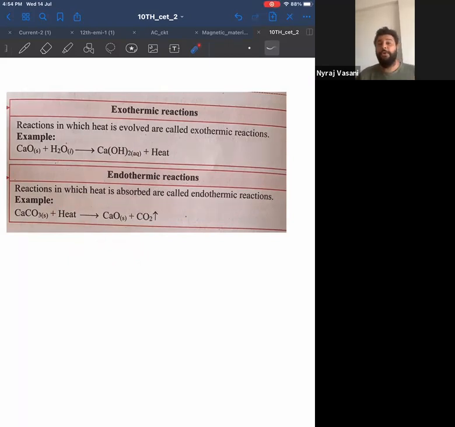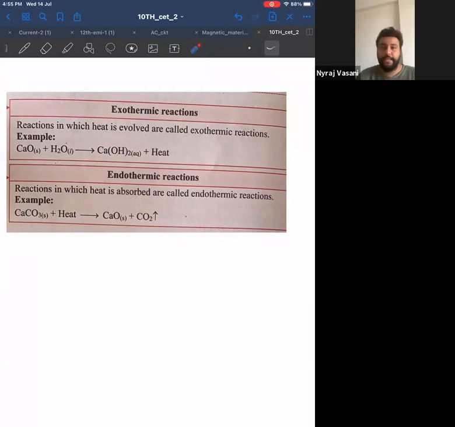And again, I want you to write the example very carefully, because this is a different classification of reactions. One is exothermic reaction and one is endothermic reaction. So please make a note, write the definition and write the example as well. Remember, in exothermic reaction, heat comes on the product side, and in endothermic reaction, heat comes on the reactant side. Okay, so I've given you three types of classification.